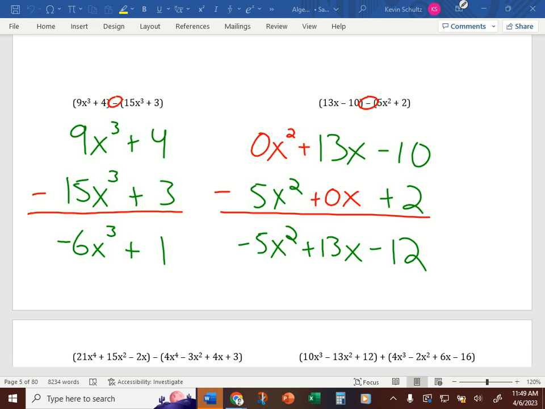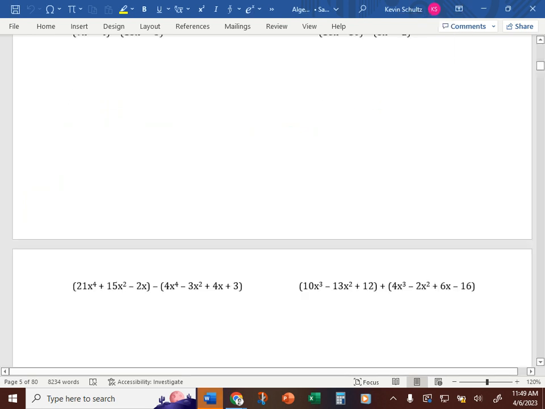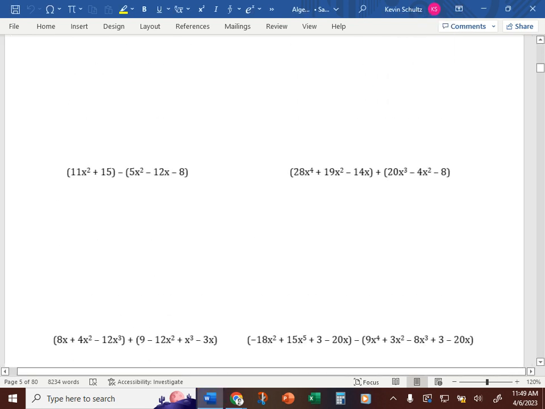Okay, second page. What looks particularly worth our time? Not the last one.